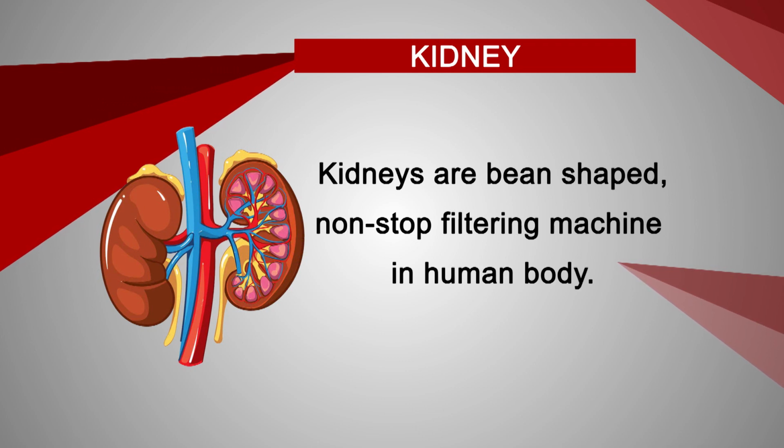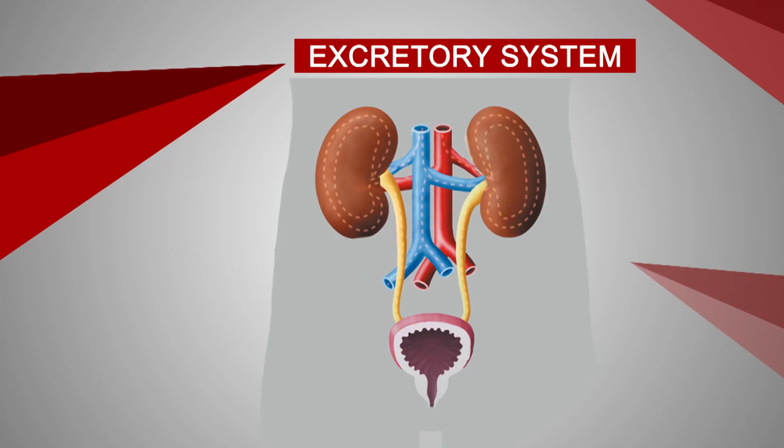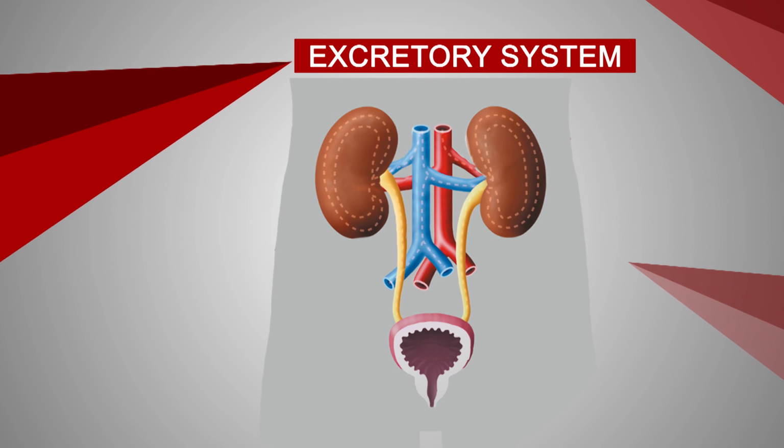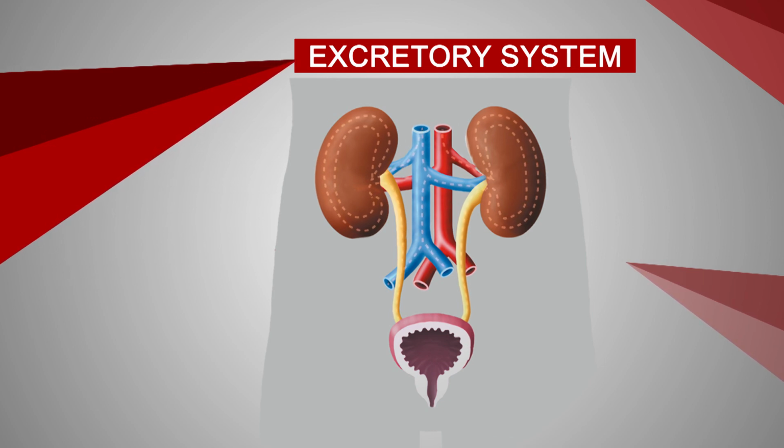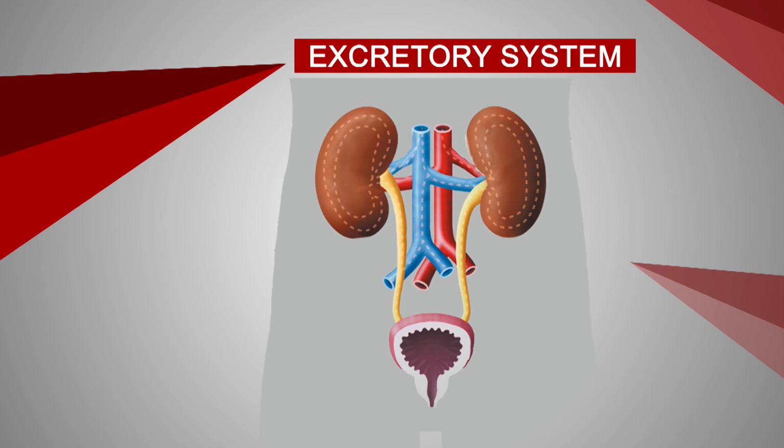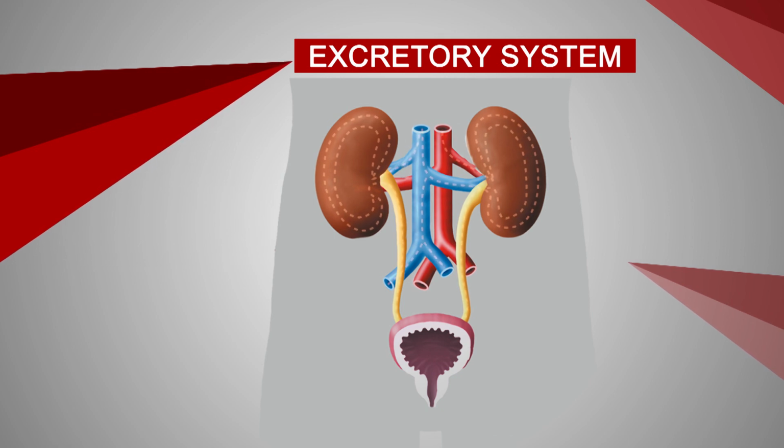When the blood reaches the two kidneys, it contains both useful and harmful substances. After the filtration, the useful substances are absorbed back into the blood. The waste gets dissolved in water and is removed as urine.